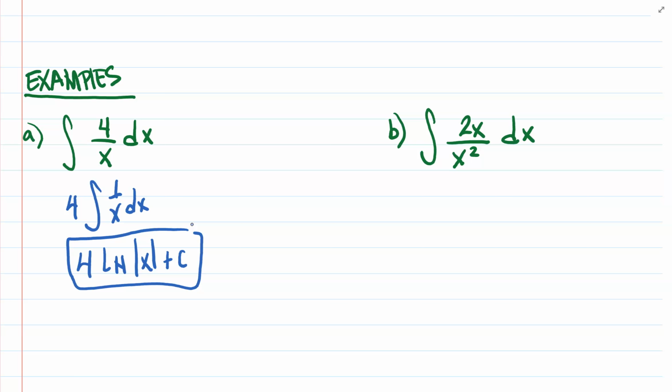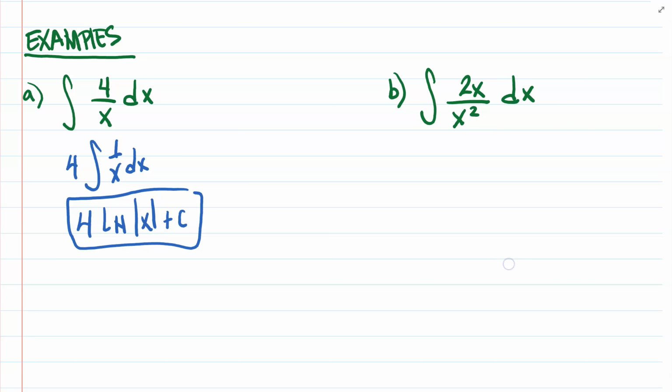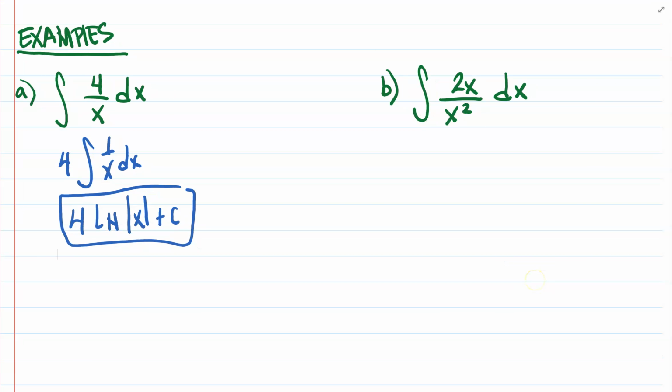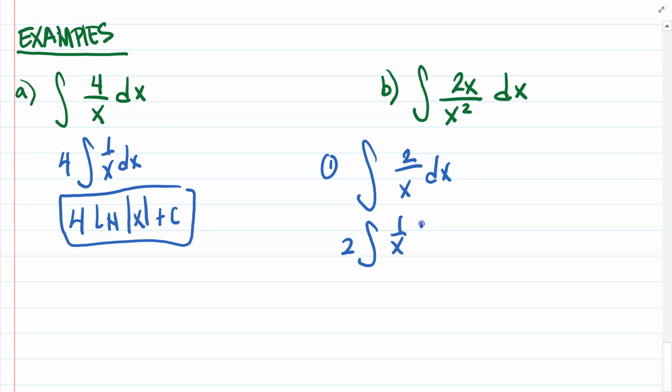Okay, what if I've got b over here? This one's a really good example, and I'm going to do it 2 different ways. This is the integral of 2x over x squared dx. So the first way, you can always simplify this and say this is the same thing as 2 over x dx, which is then 2 times the integral of 1 over x dx, which is just 2 times the natural log absolute value of x plus c.